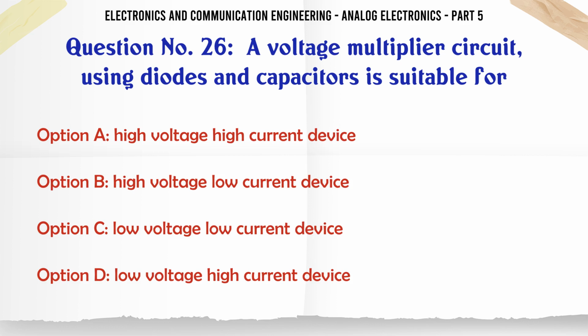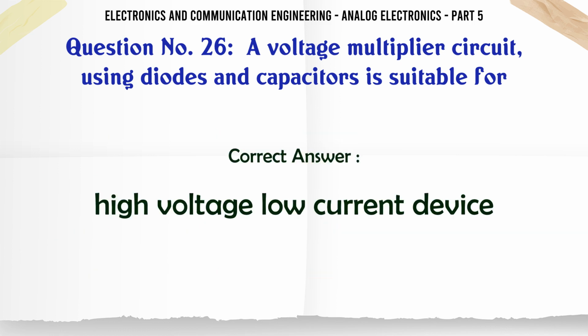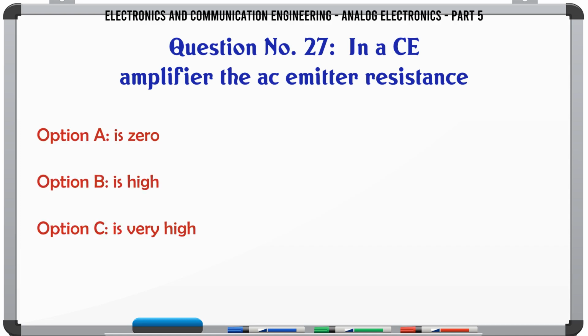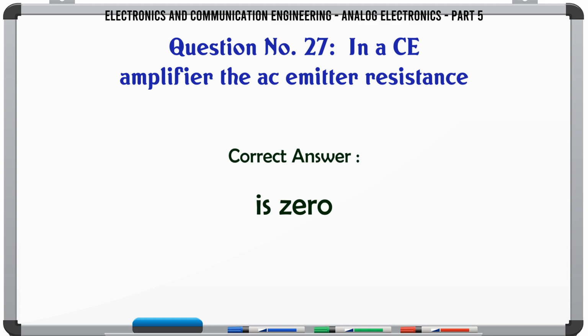A voltage multiplier circuit using diodes and capacitors is suitable for: A, high voltage high current device; B, high voltage low current device; C, low voltage low current device; D, low voltage high current device. The correct answer is high voltage low current device. In a CE amplifier, the AC emitter resistance: A, is 0; B, is high; C, is very high; D, may have any value. The correct answer is 0.